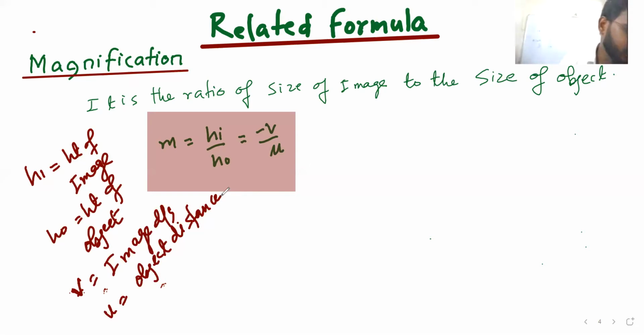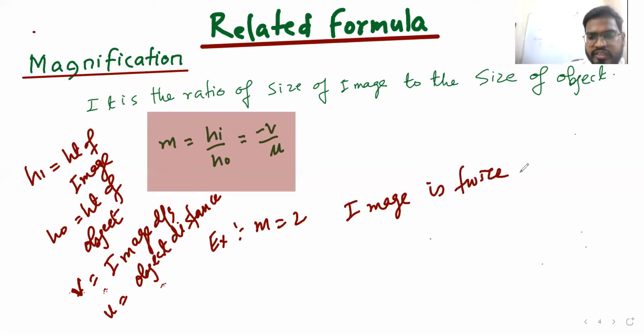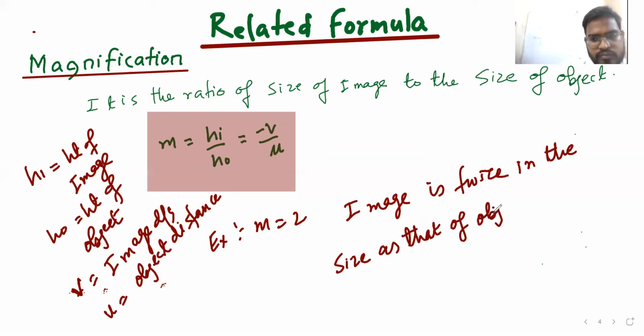If magnification is +2, then it identifies that the image is twice the size of the object.